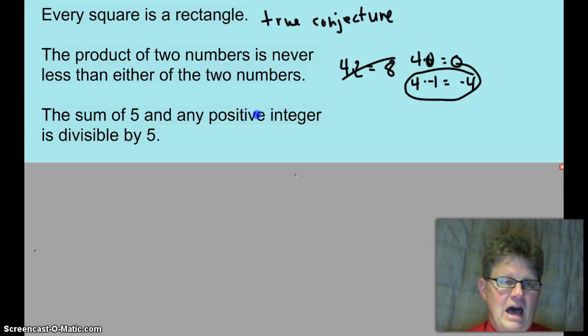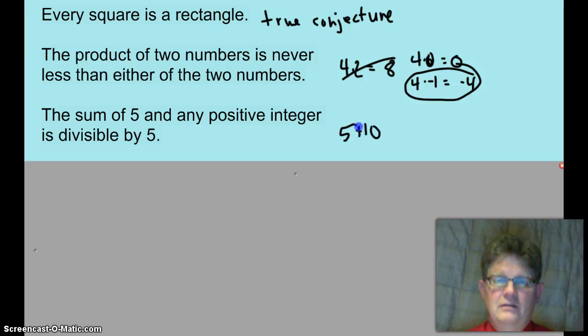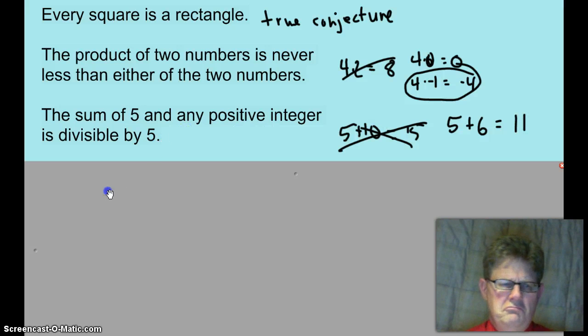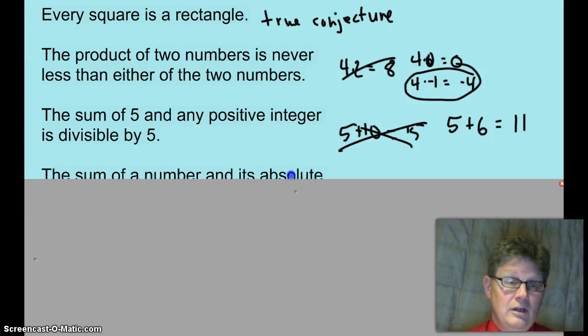The sum of 5 and any positive integer is divisible by 5. So you know, like 5 plus 10 equals 15. 15 is not divide... Oh, bad example. That's not a counterexample. So pick something else. How about 5 and 6? 5 plus 6 is 11. Is 11 divisible by 5? No, not evenly. There's your counterexample, or possibly any other counterexample.